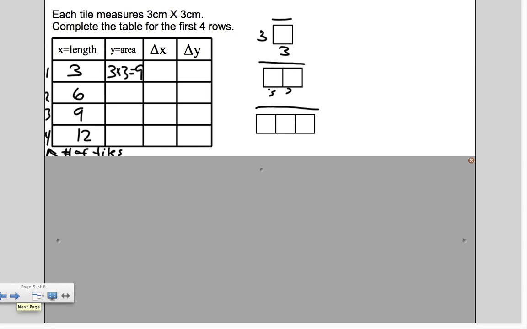Okay, we just write 3 times 6. Yes, you can just write 9 if you can see the pattern. But 3 times 6, so it's 18 is the area there. The length is 9, the width is still 3. So the area is 27, and 3 times 12 here is 36.